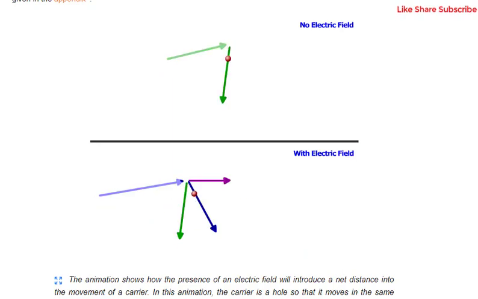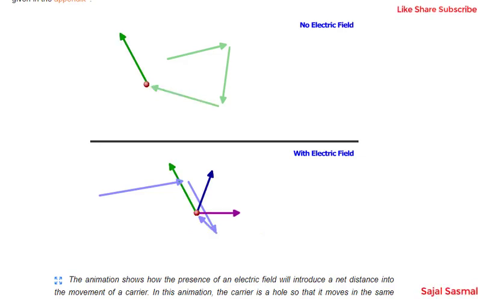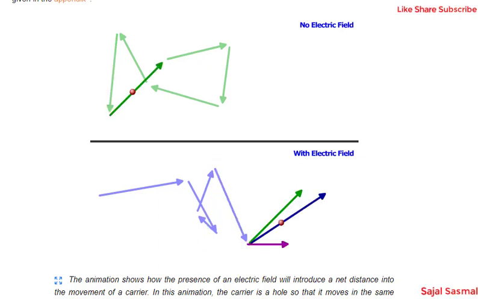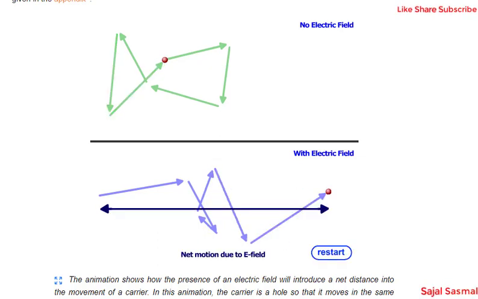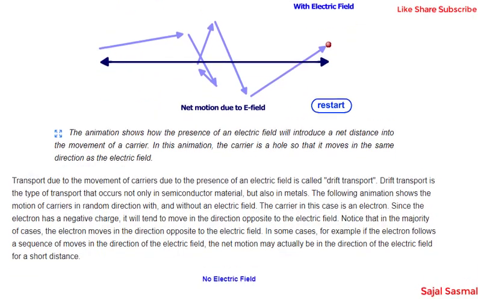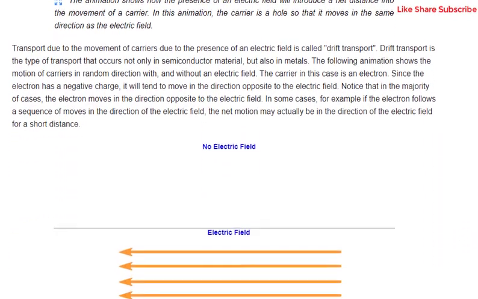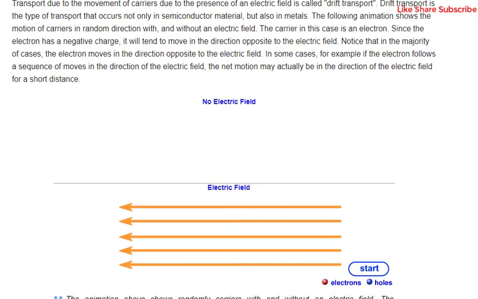The animation shows how the presence of an electric field will introduce a net distance into the movement of a carrier. In this animation, the carrier is a hole, so it moves in the same direction as the electric field. Transport due to the movement of carriers in the presence of an electric field is called drift transport. Drift transport occurs not only in semiconductor material, but also in metals.